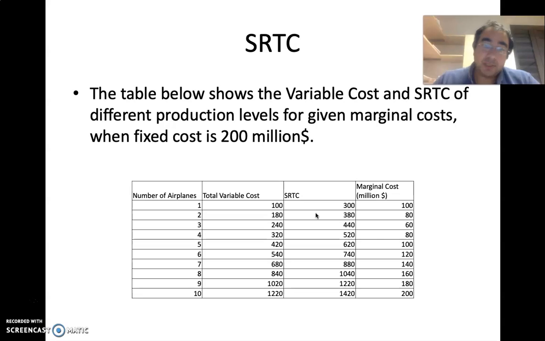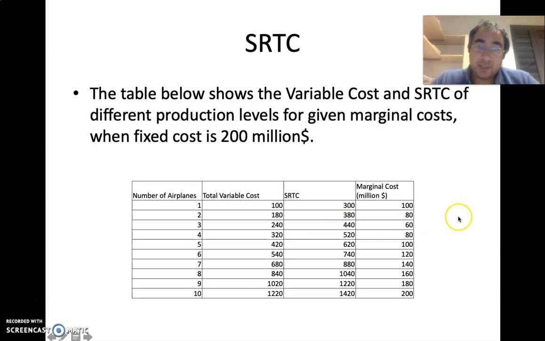Well, this means if you want to calculate the short-run average total cost, you need to divide short-run total cost by the number of airplanes. So when you produce 1 unit, it is 300. When you produce 2 units, this is 190. When you produce 3 units, it's approximately 90, a little bit less than it, basically. So that's the basic operation you do.